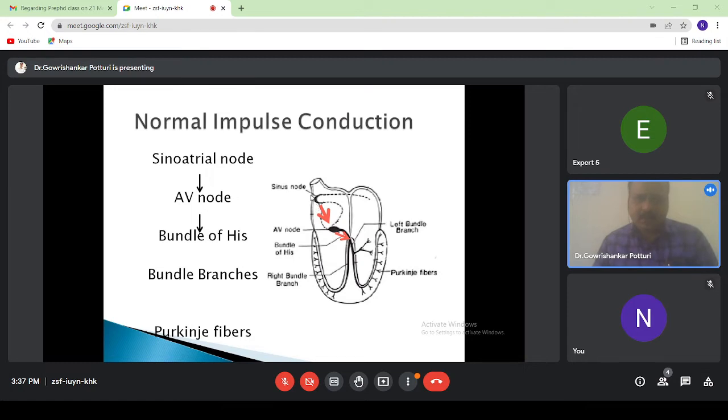So, for example, now from the SA node it comes to the AV node. It means your right atrium and left atrium are polarized. Then when it leaves the AV node, right atrium and left atrium are depolarized. So in this way, the conduction system occurs.